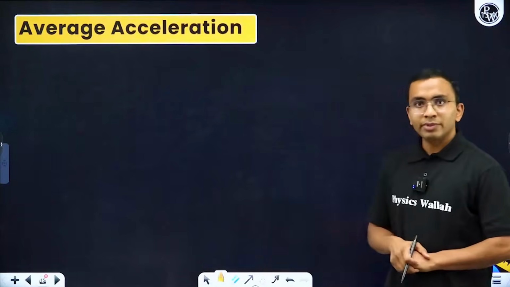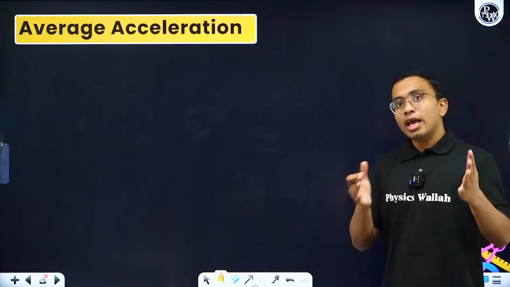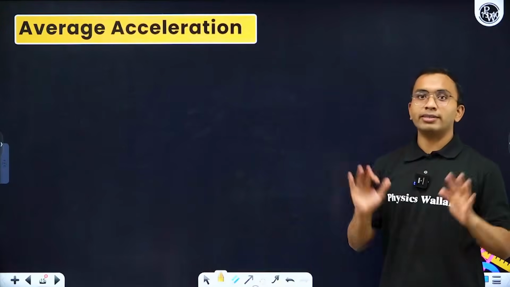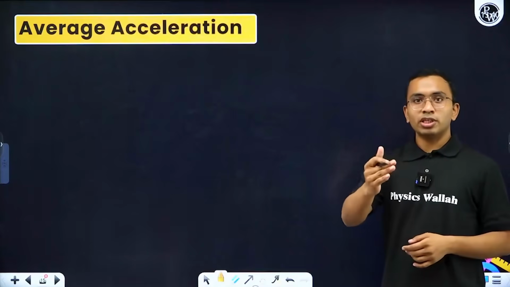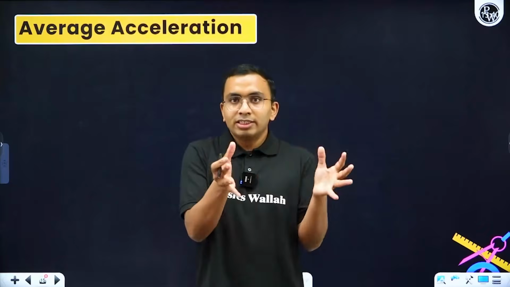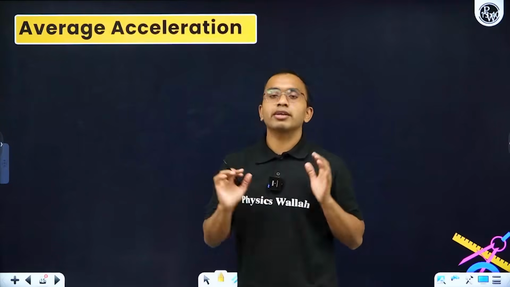Okay, now let us talk about average velocity, average acceleration. As we discussed, average velocity is change in position divided by the time interval. What is change in position? Change in position is the displacement. Okay, that is displacement, that is my change in position divided by the time interval.